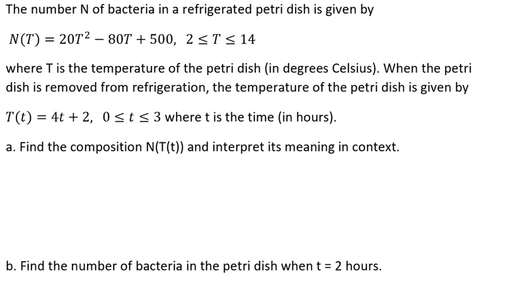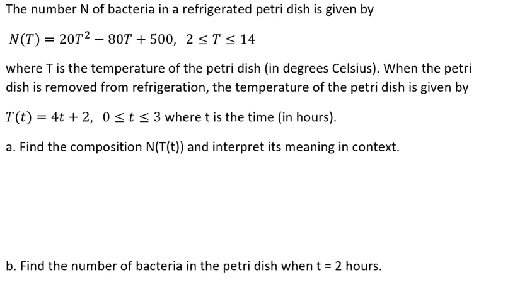In this video, we're going to be doing an application problem with the composition of functions. It's about bacteria. The number n of bacteria in a refrigerated petri dish is given by the function N(T) = 20T² − 80T + 500, where T has to be greater than or equal to 2 but less than or equal to 14, and where T is the temperature of the petri dish in degrees Celsius.